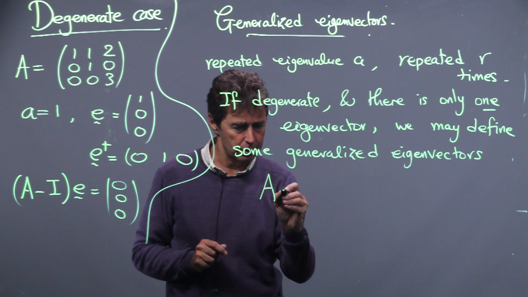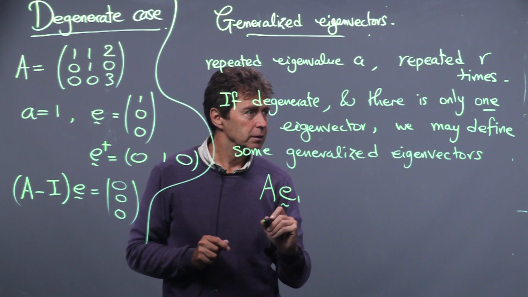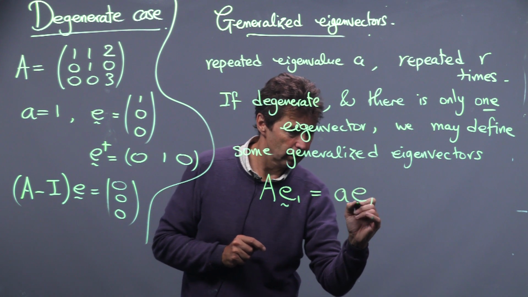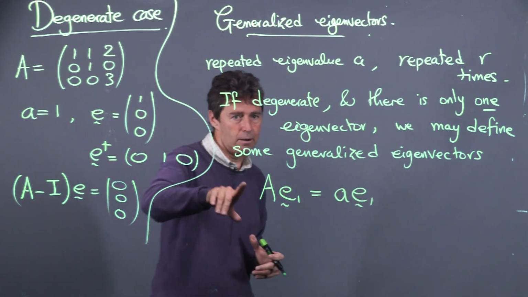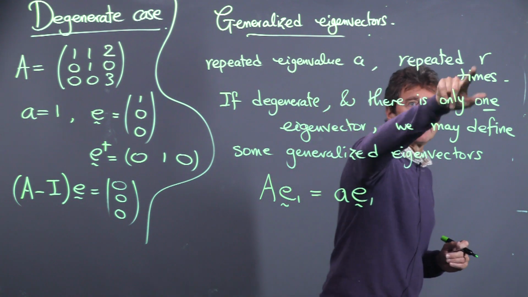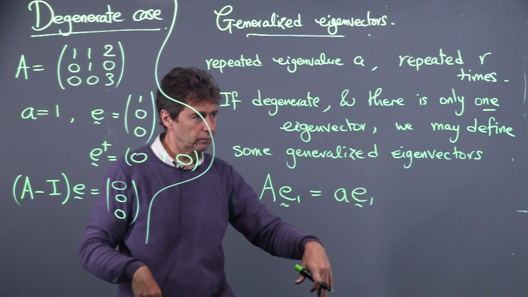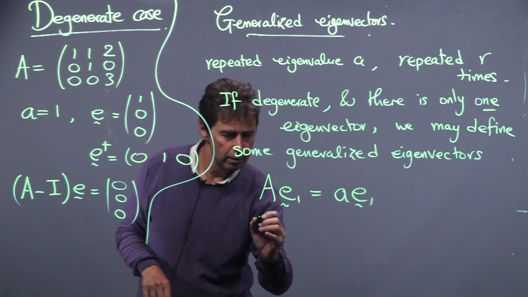So we've got a matrix, and then we have an eigenvector. So let's call this E1, and it satisfies that equation. Now, it turns out that if this particular eigenvalue is repeated r times, but there's only this one eigenvector, then I can define a whole bunch of other eigenvectors, r minus one of them, by the following.